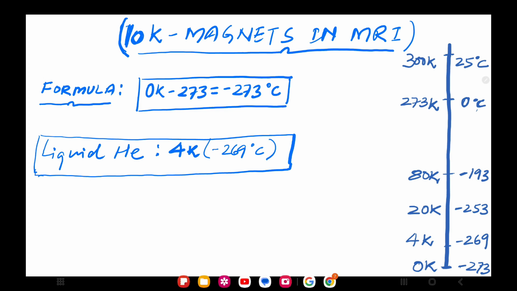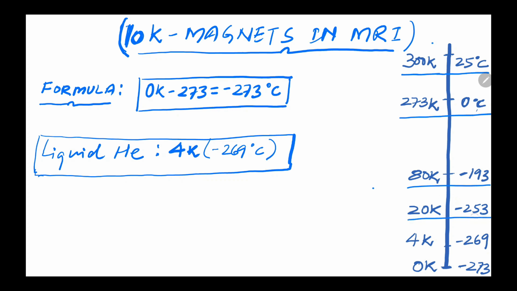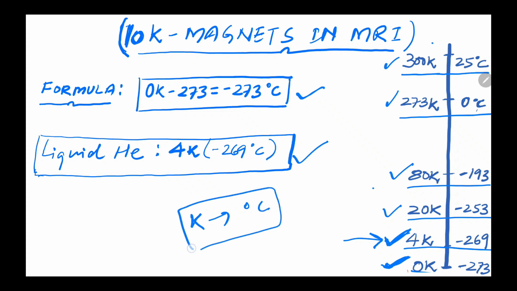In the right side of this presentation, you will see that I have made this chart: 300 Kelvin, 273 Kelvin, 80 Kelvin, 94K, 269 and all. These are all Kelvin readings. 0 Kelvin means minus 273 degree centigrade. 4 Kelvin means minus 269. Normally the helium temperature is this one, minus 269. You can see the liquid helium is 4 Kelvin, minus 269, and the formula with which you can convert any Kelvin reading into degree centigrade is this one.